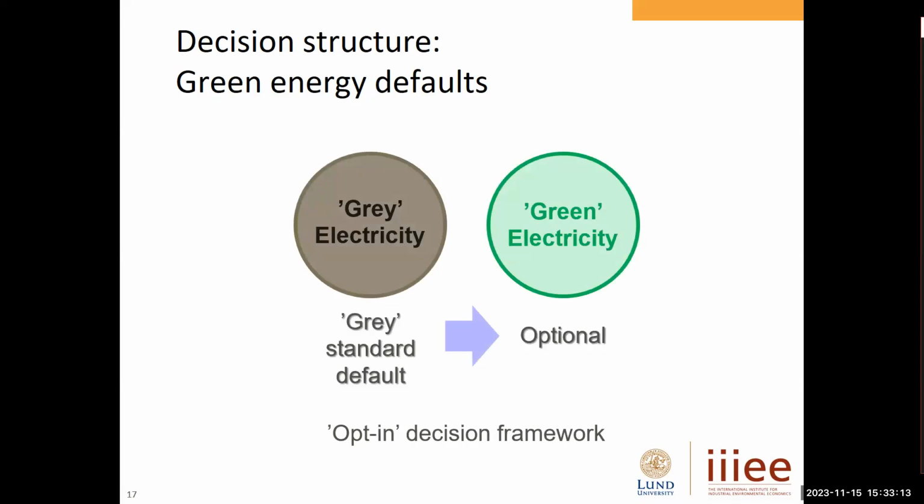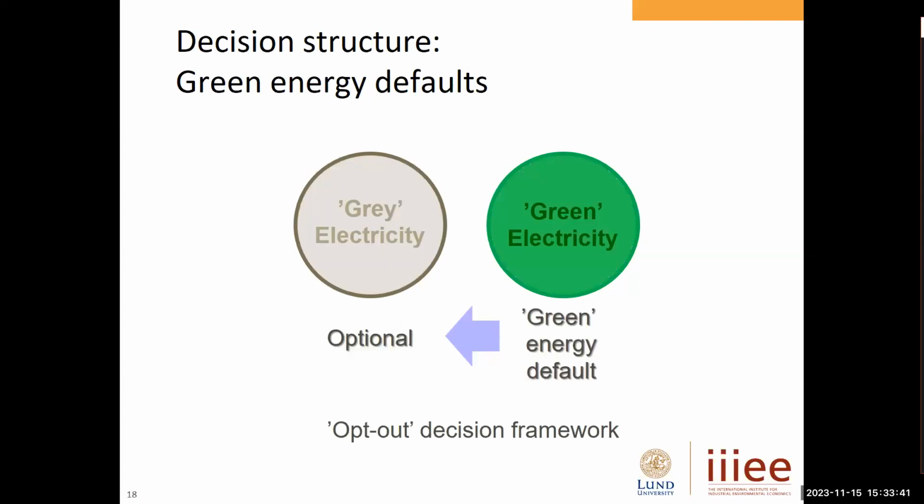So what you can see there on the screen is what I would call a normal or standard decision-making scenario, in which the default choice is the gray electricity, the one that comes from a variety of energy carriers or energy sources, including both renewable and non-renewable energy sources. So if the energy user wants to choose green electricity, then obviously he or she has to opt in. However, under a green energy default, the situation is slightly different. The green electricity is the default option. So if the energy user does not want to have green electricity, he or she has to actively opt out.